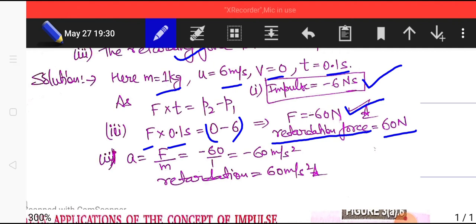It is the same manner as if we are saying acceleration is minus 5, then retardation is plus 5. So if F is equal to minus 60 Newton, here F is minus 60, so retardation will become plus 60. The sign will change. Acceleration is force by mass, and we can easily calculate the acceleration of the hammer is minus 60 meter per second square, or we can say retardation is plus 60 meter per second square.